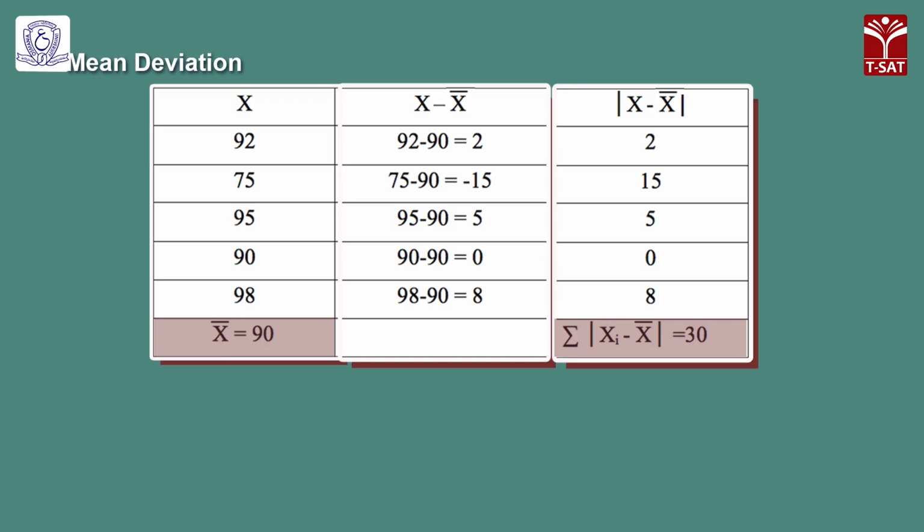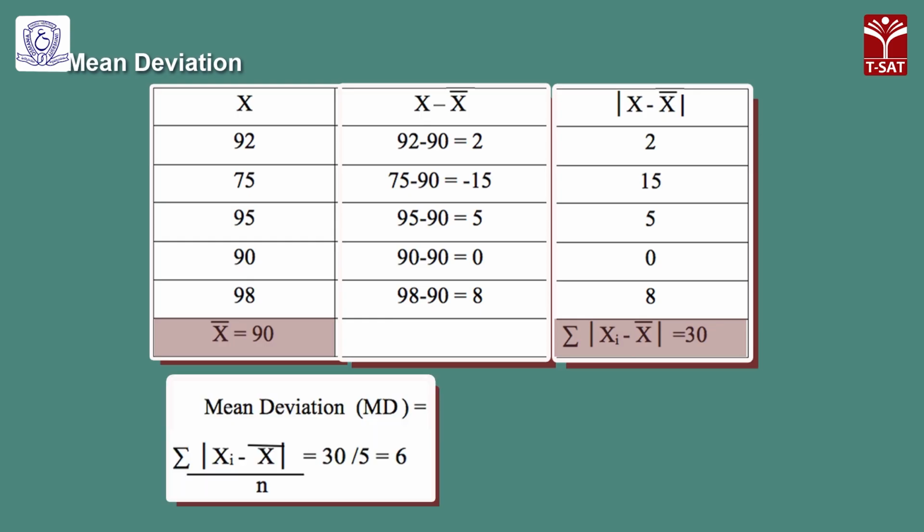Now, the third step is to calculate the total of the differences. So, 2 plus 15 plus 5 plus 8, which is equal to 30. Now, we have calculated the total of the differences, that is sigma of |xi minus x bar| is equal to 30. Mean deviation MD is equal to sigma of |xi minus x bar| divided by n, which is equal to 30 divided by 5, which is equal to 6. So, the mean deviation of the score is 6. So, we can say that on the average, the students' test scores deviated by 6 points from the mean.